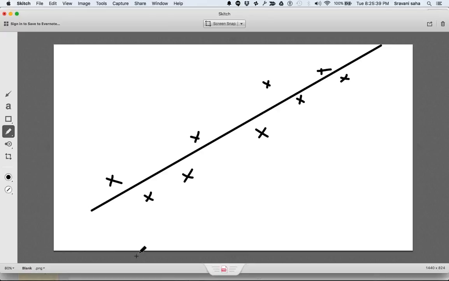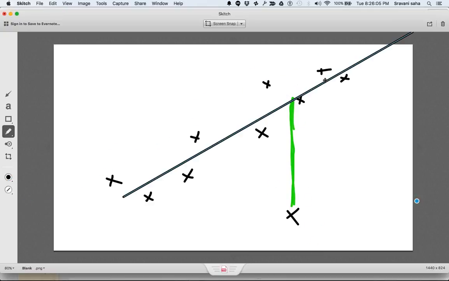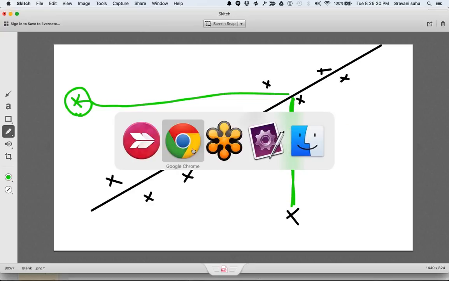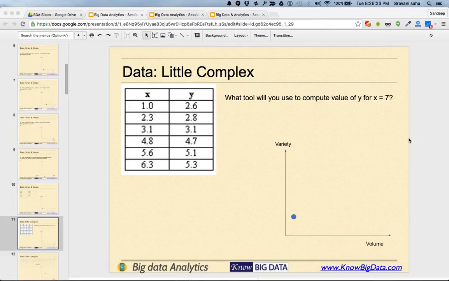So this technique is called linear regression. Now, once given some value of x, we can simply project on this line. Okay, so for this x value, we can say the value of y is this. So this is our prediction. Given a value of x, we should be able to predict y. So this technique is called linear regression. We will solve 2-3 problems of linear regression as we go forward using R.